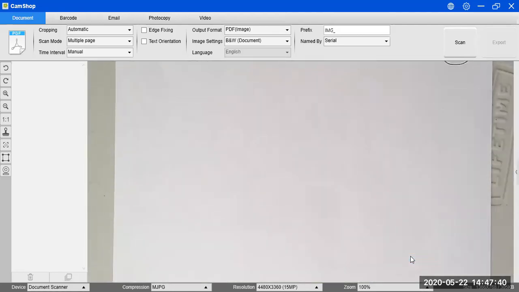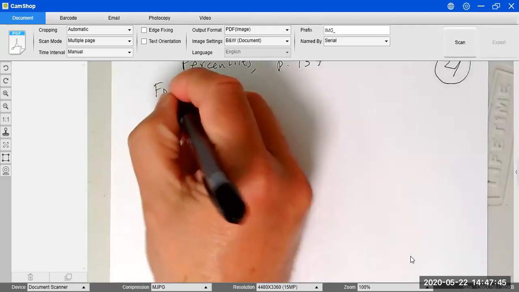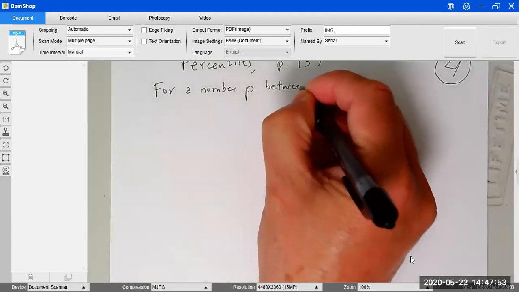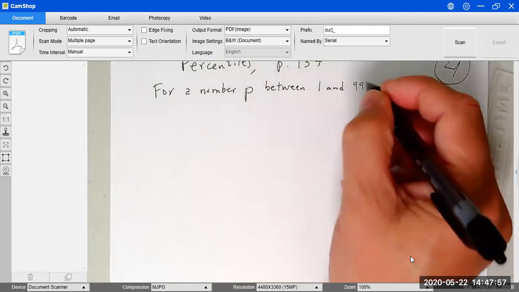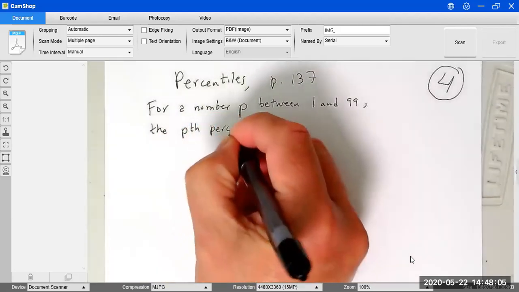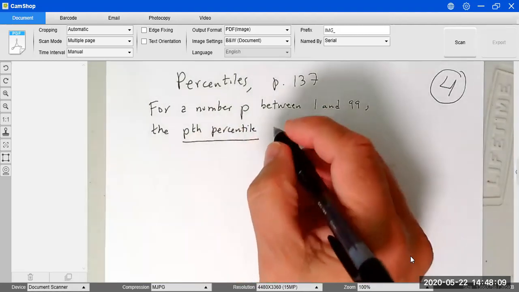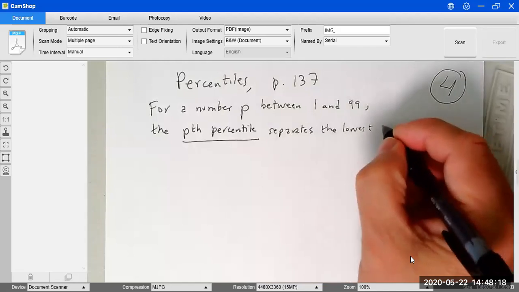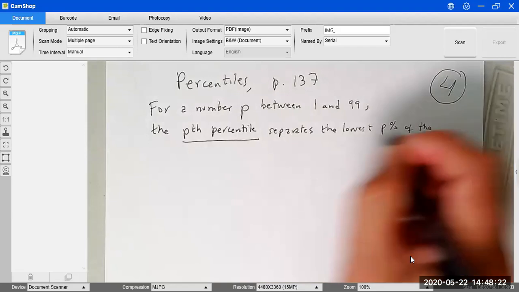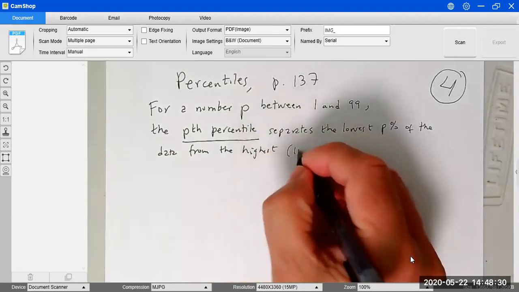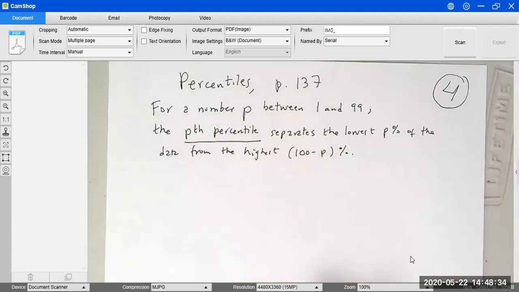So we're going to say that for a number p between 1 and 99, the pth percentile separates the lowest p% of the data from the highest 100 minus p%.